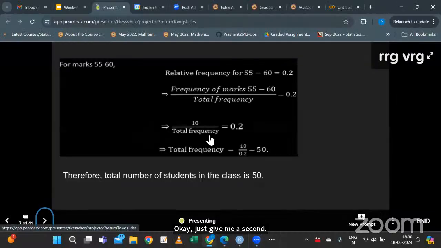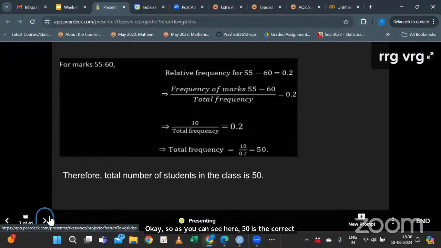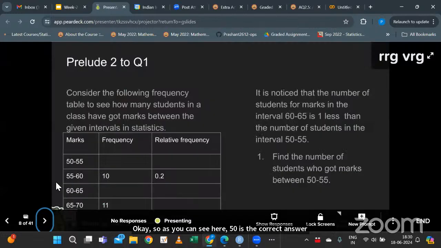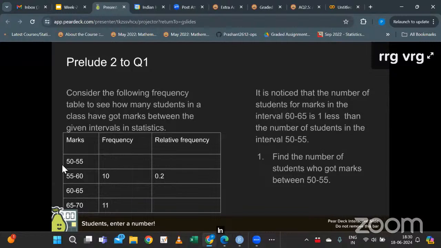Okay, so as you can see here, 50 is the correct answer for this. Now, let's come to the next question. The information is the same. We have to use the same information from the previous question.